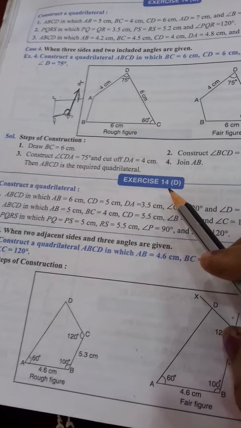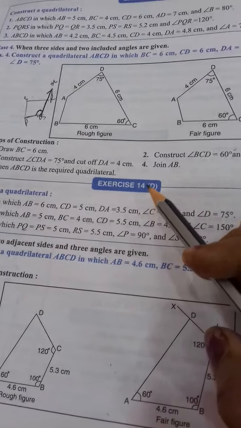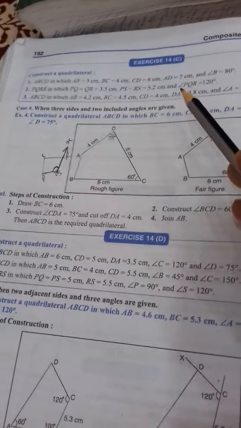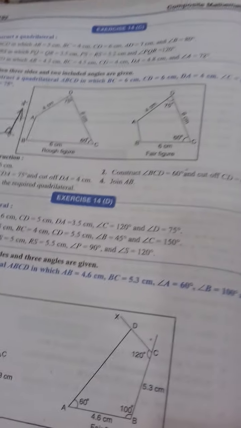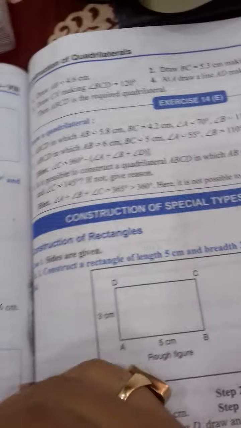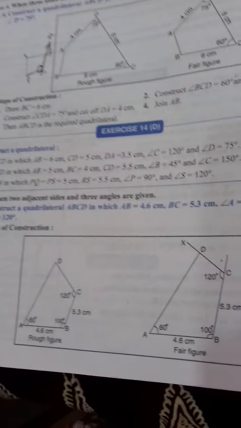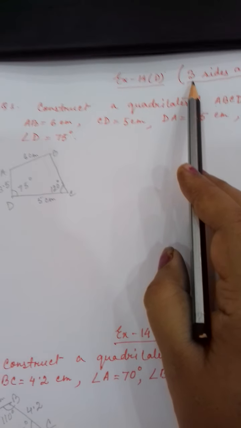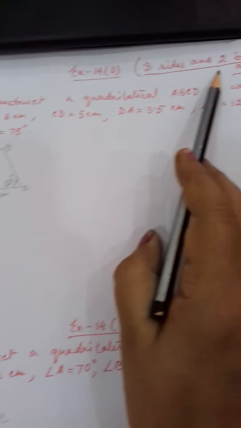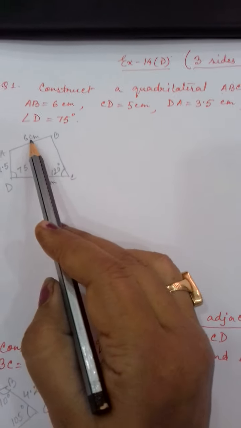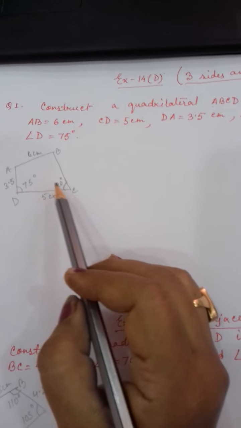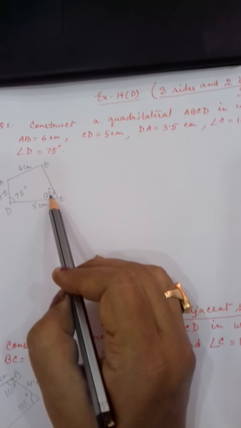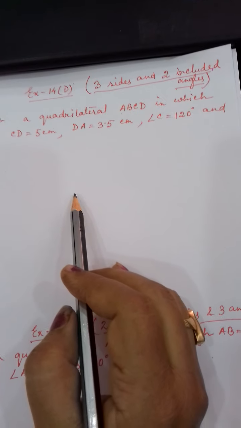Today, in the last class of this week, I will show you more of the two elements, exercise 14D and exercise 14E. Clear? Here three quadrilateral constructions are there, and here also three constructions are there. Now from 14D, number one, I am showing where you have to construct a quadrilateral with three sides and two included angles. That means in this question these three sides are given and these two angles are given. Clear? Now first you have to consider the baseline.